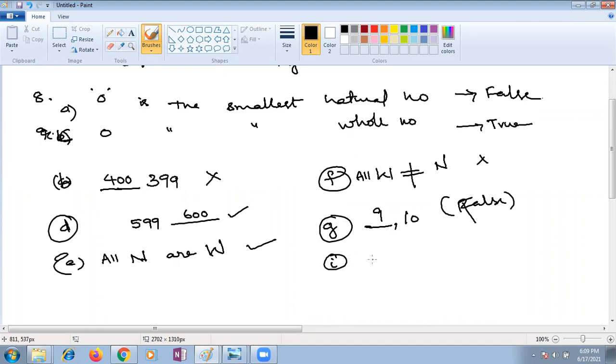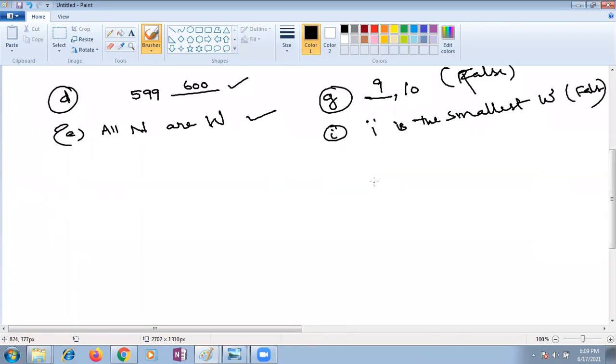Which is the smallest whole number, children? No, ma'am. False. Zero. Yes, 1 is not the smallest whole number, so it is false. Right. And 1 is a natural number.